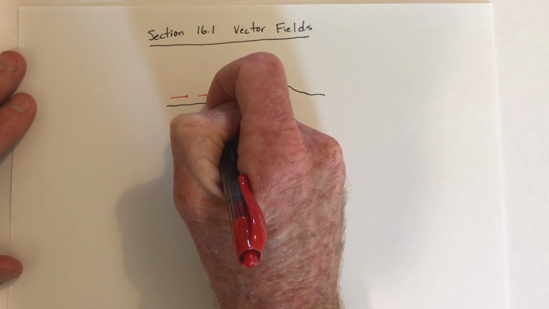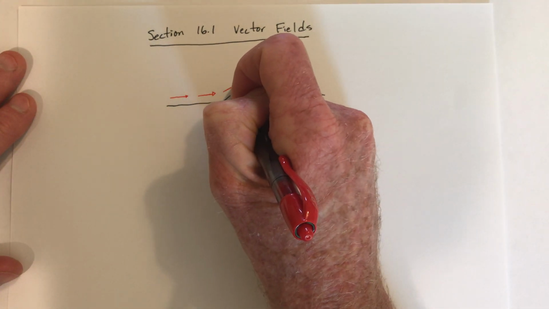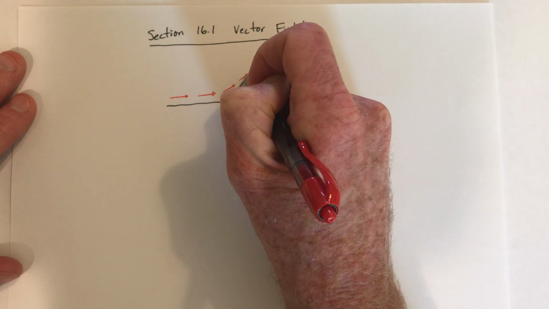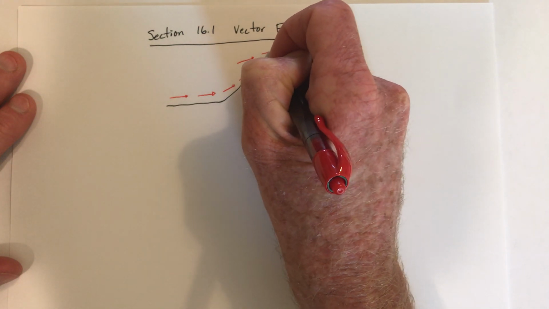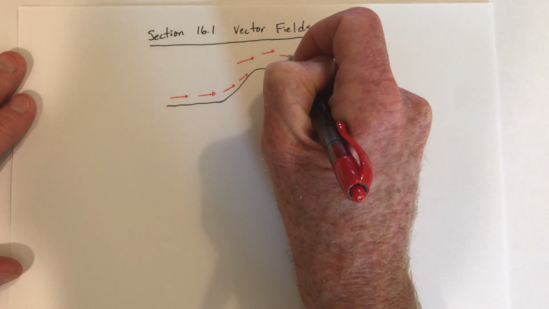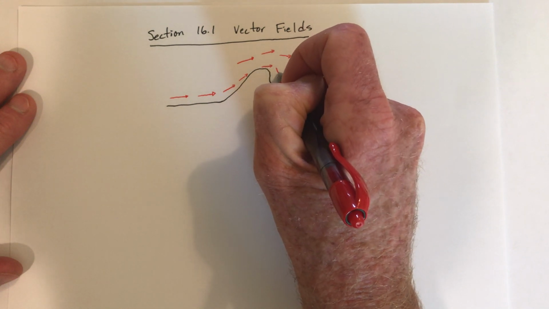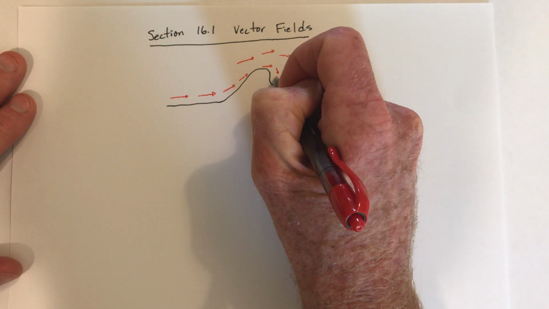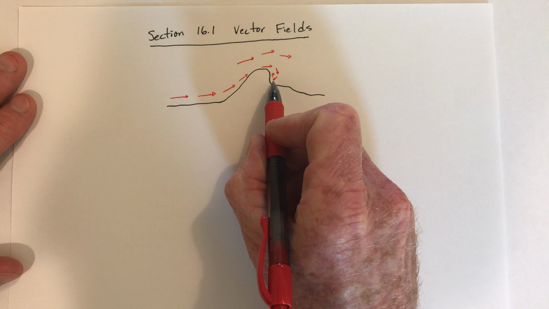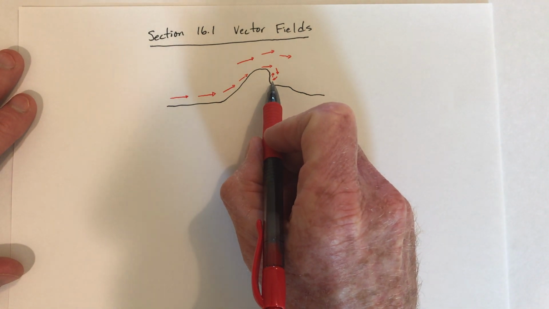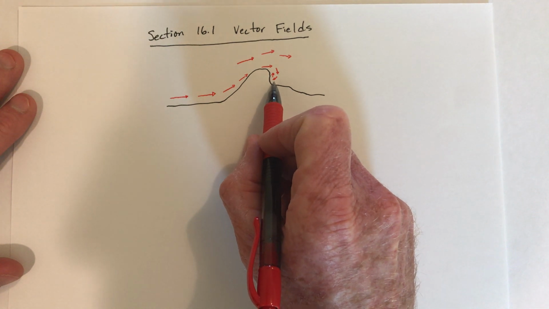So the length of the vector tells you how fast it's going. And perhaps as it hits this, it slows down a little bit and slows down a little bit. It could be up here that the water goes a little bit faster. And then as it comes over this little ridge, the water can create a small circular pattern known as an eddy. So this is an important idea in both fluid dynamics and aerodynamics.